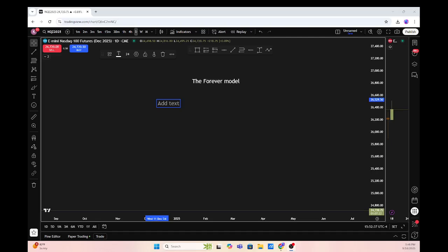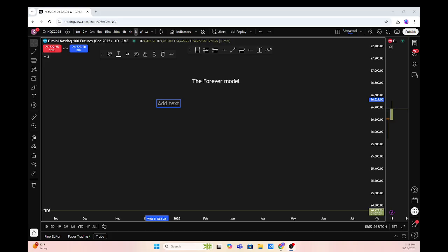What's going on, guys? So today I'm back with another lesson, and today I'm going to be going over the model that has completely changed my entire trading career. This model has completely flipped around how I trade, completely changed exactly how I trade to this day.